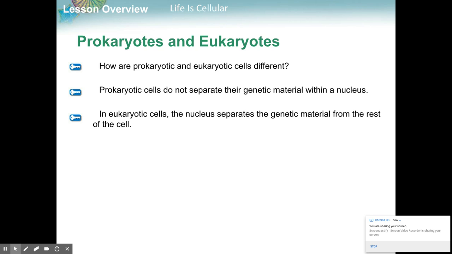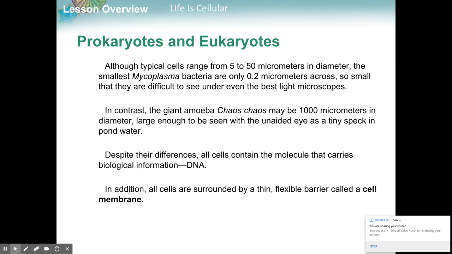So if you're looking at pictures of cells, an easy way to identify a eukaryote is if you see a clearly defined membrane-bound nucleus. Typical cells range from 5 to 50 micrometers in diameter. The smallest mycoplasma bacteria are only 0.2 micrometers across, so small they're hard to see with even the best light microscopes. In contrast, the giant amoeba Chaos may be 1,000 micrometers in diameter. That's actually 1 millimeter. They're still really small, but you can see them with the naked eye.